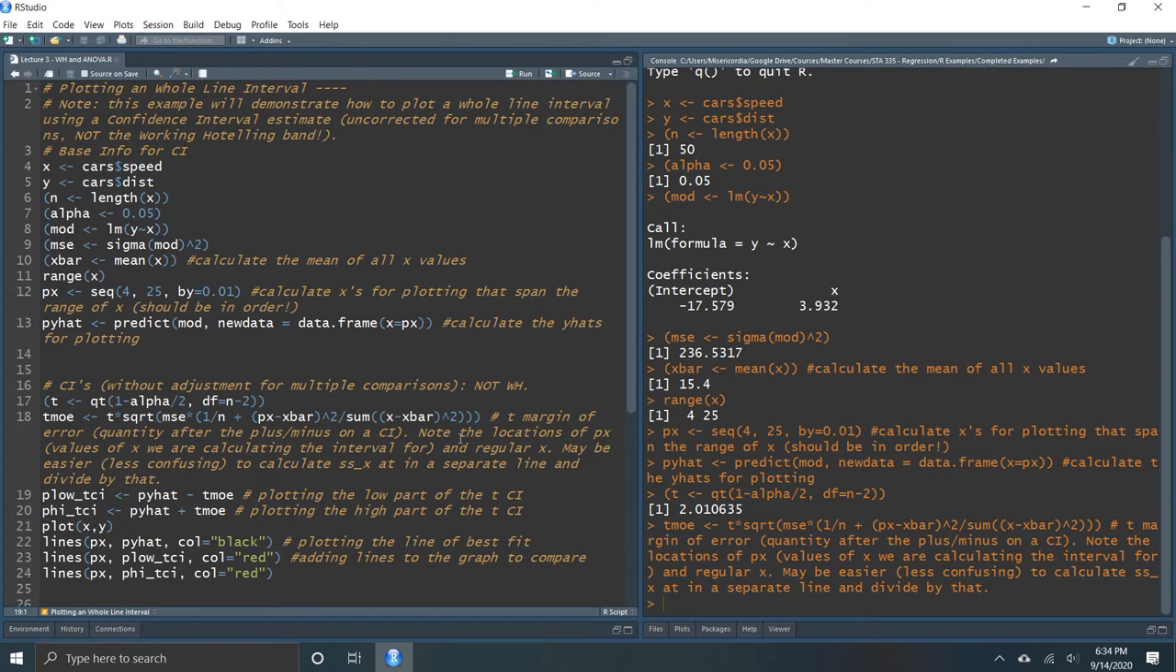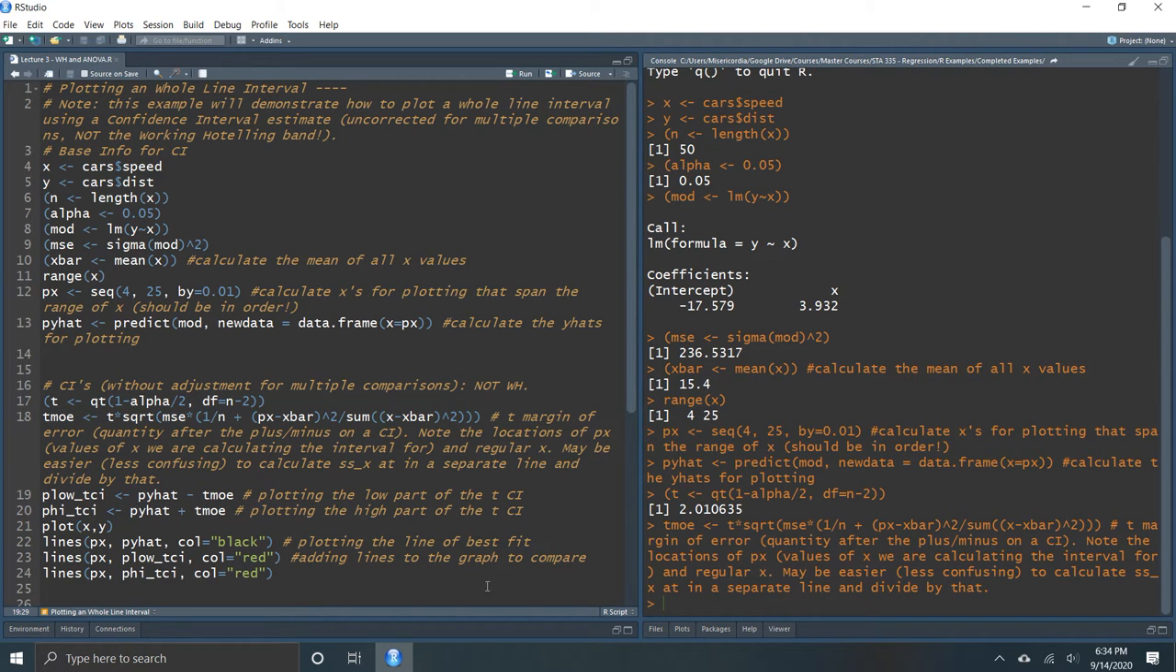So I'm going to calculate the margin of error. Note that this is a different margin of error depending on each x value. And recall, if you will, that the confidence intervals curve in and out. It curves in when it gets close to the mean, and it curves out as it gets towards the edges. So we're expecting this to be a different margin of error for every value.